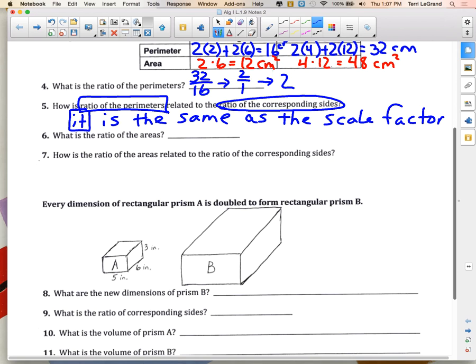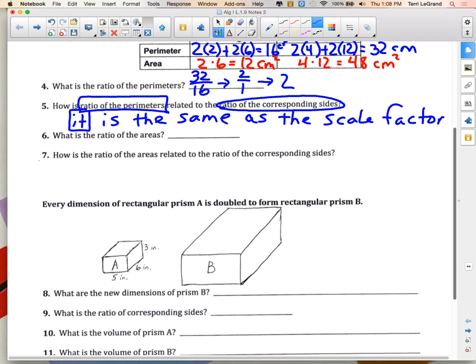So what would happen if we had quadrupled the dimensions of rectangle A? What would have happened to the ratio of the perimeters? It would have been 4. It would have quadrupled also, wouldn't it? The perimeter would have gotten 4 times larger.